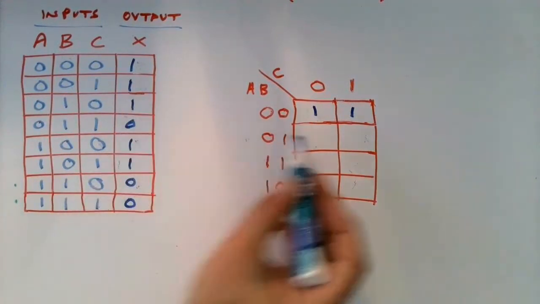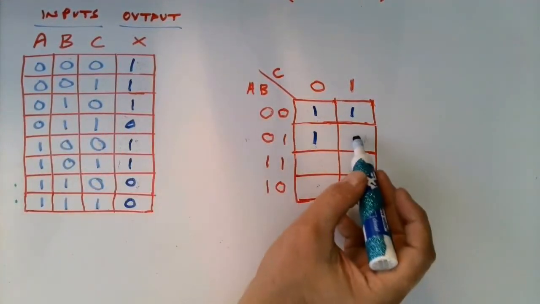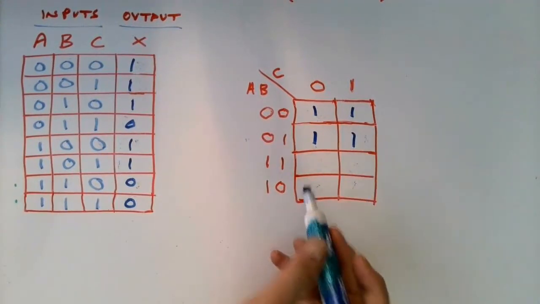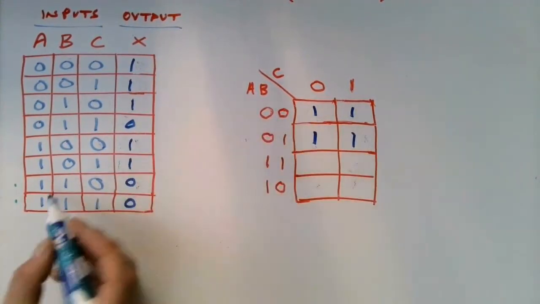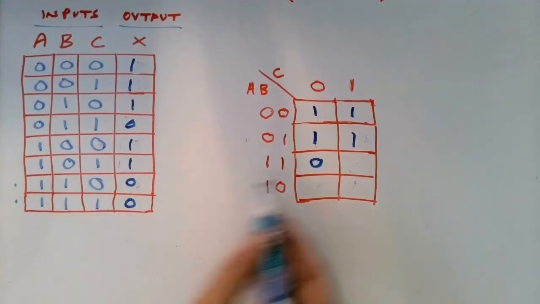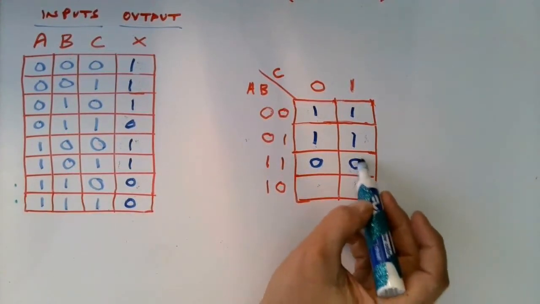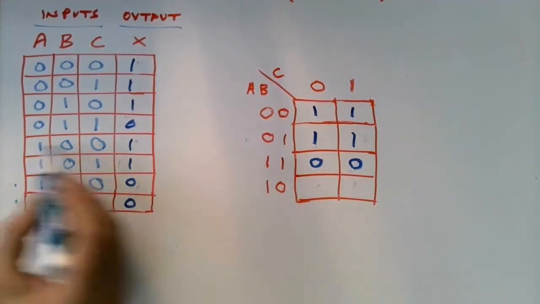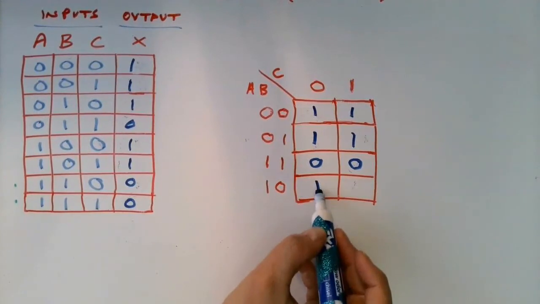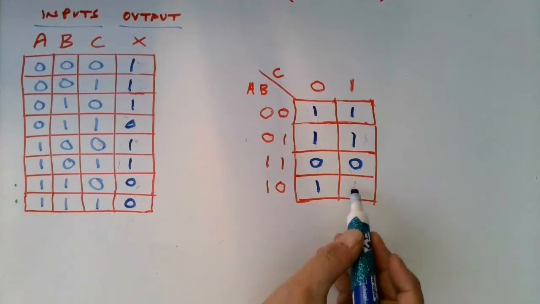0, 1, 0 is a 1, but 0, 1, 1 is 0. Next row, 1, 1, 0, right here is a 0. 1, 1, 1 is a 0. 1, 0, 0 is a 1. And 1, 0, 1 right there is also a 1.